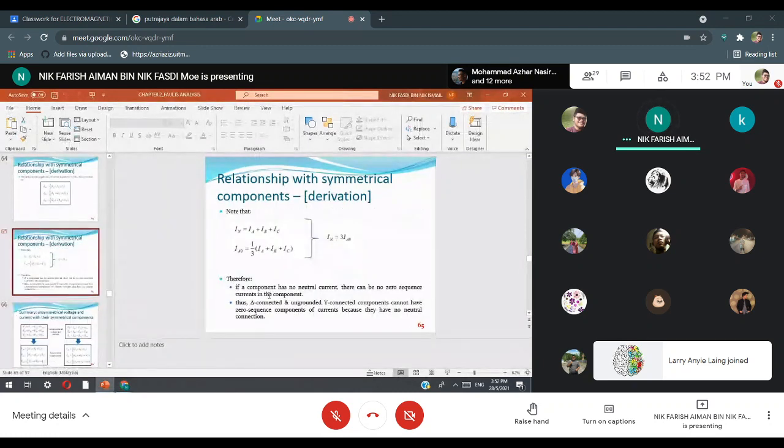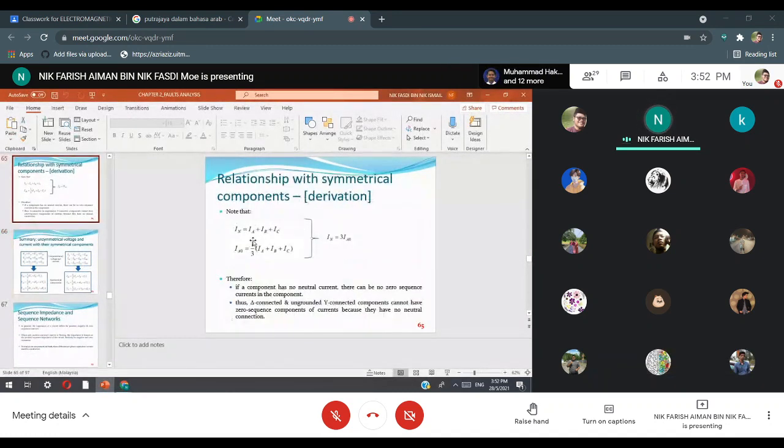Okay, so this one, IN is the neutral current. However, IN is 3 times I0. If a component has no neutral current, there can be no zero sequence current in the component. Zero sequence current is referring to the neutral current. Thus, delta connected and ungrounded Y connected components cannot have zero sequence components of current because they have no neutral connection.